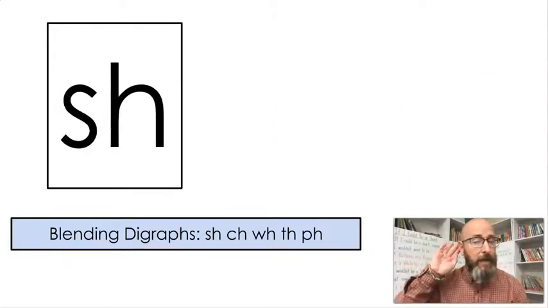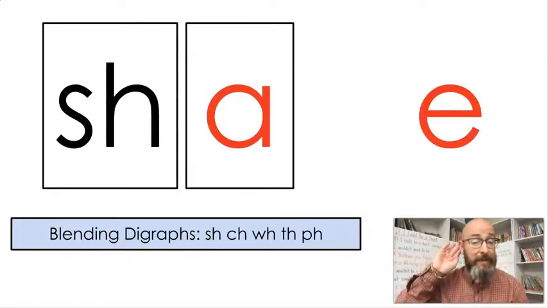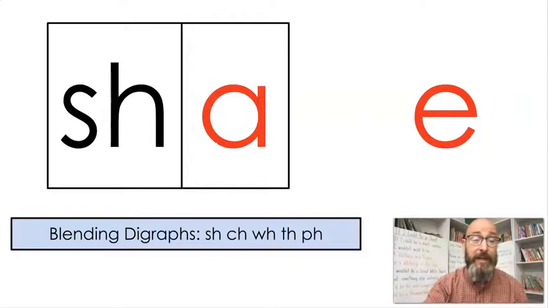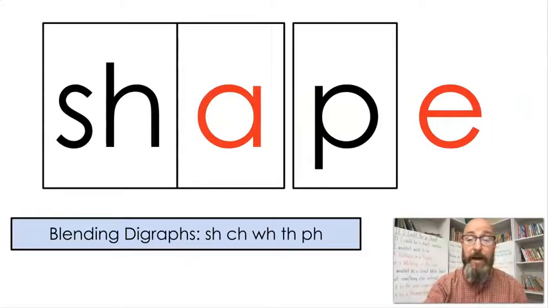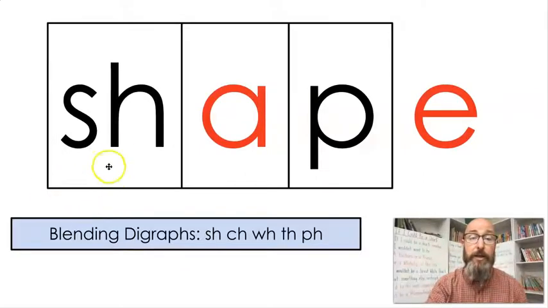Sound, sh. Sound, ape. Put that together. Shape. Of course, there's nothing there because it doesn't make a sound. And this shape is a rectangle.